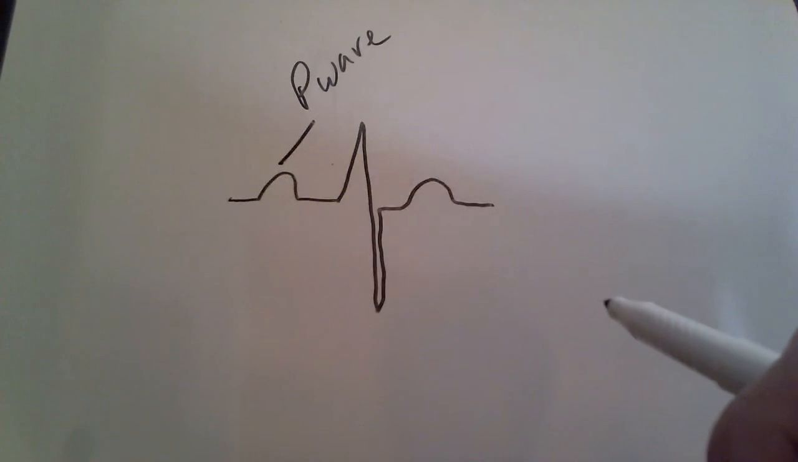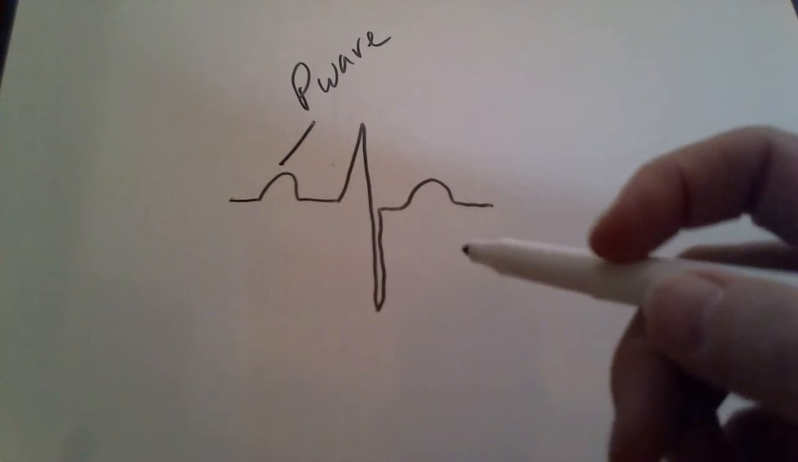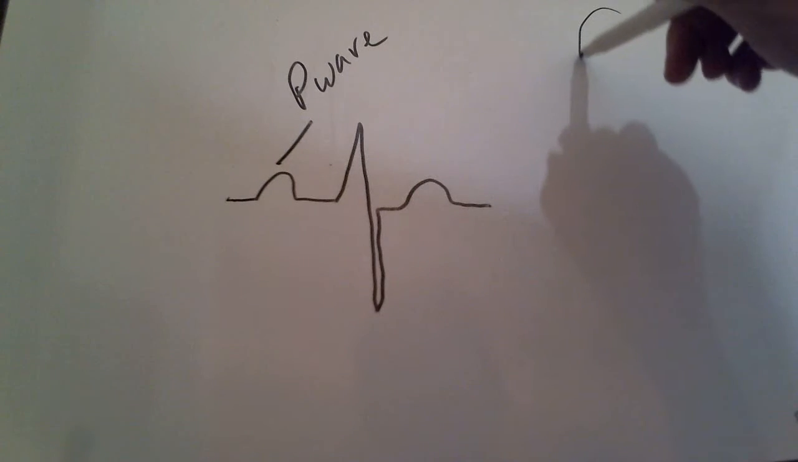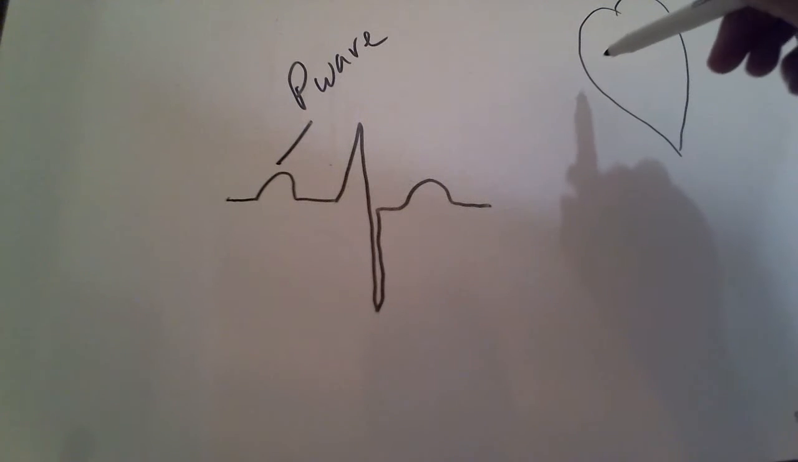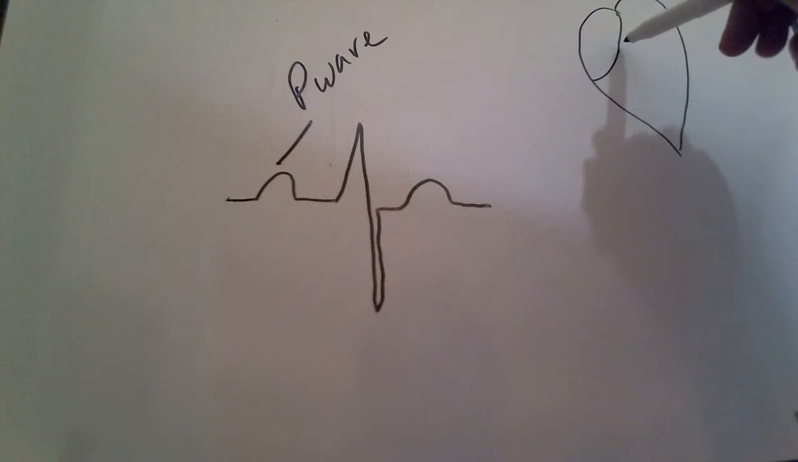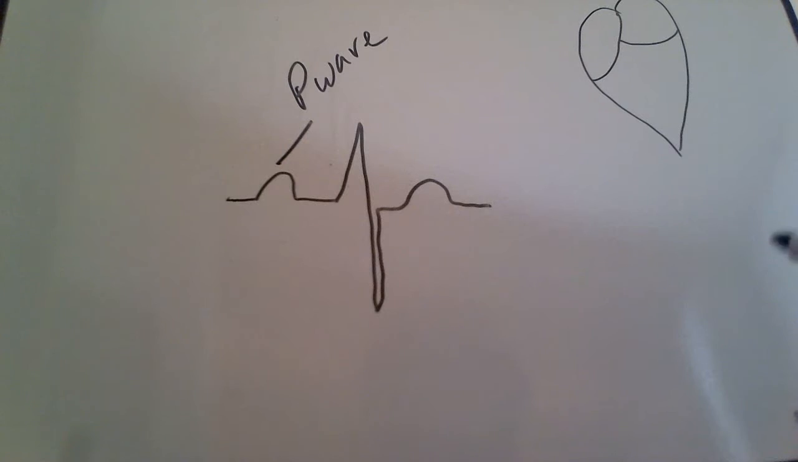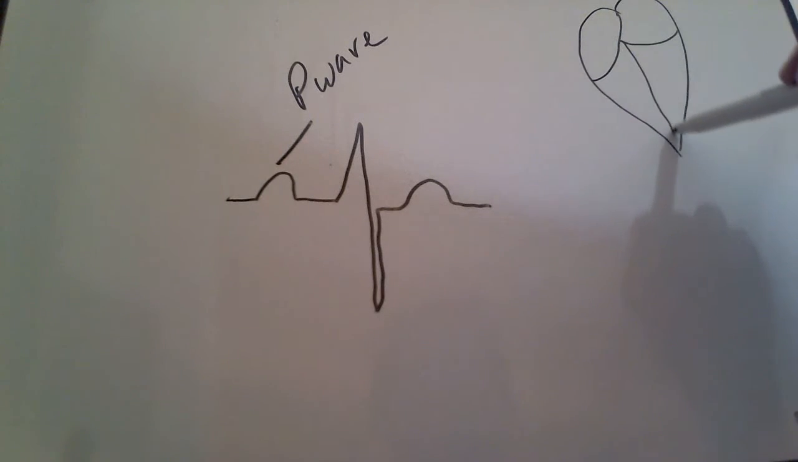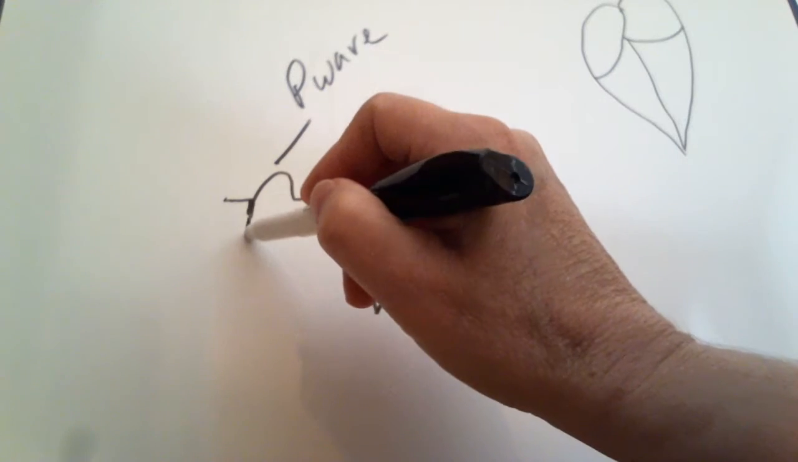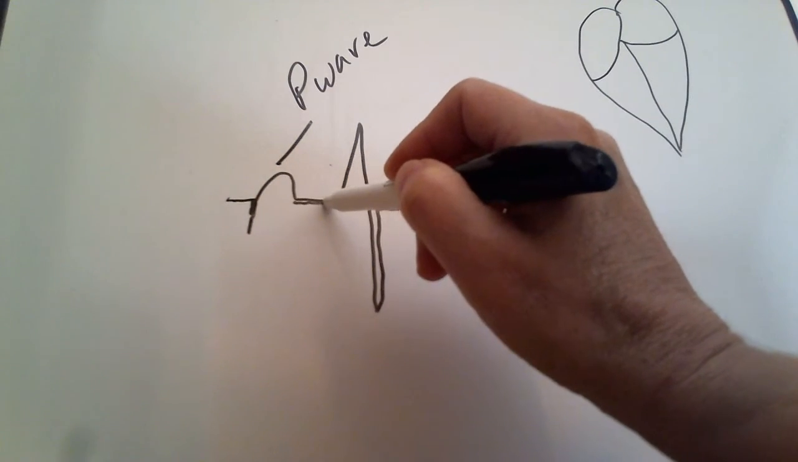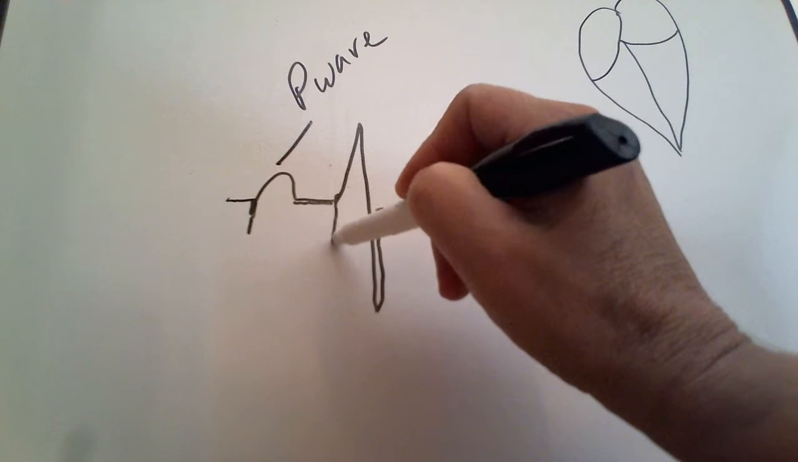The P wave represents contraction of the atria, both atria. After the P wave, you will see a long space right here.